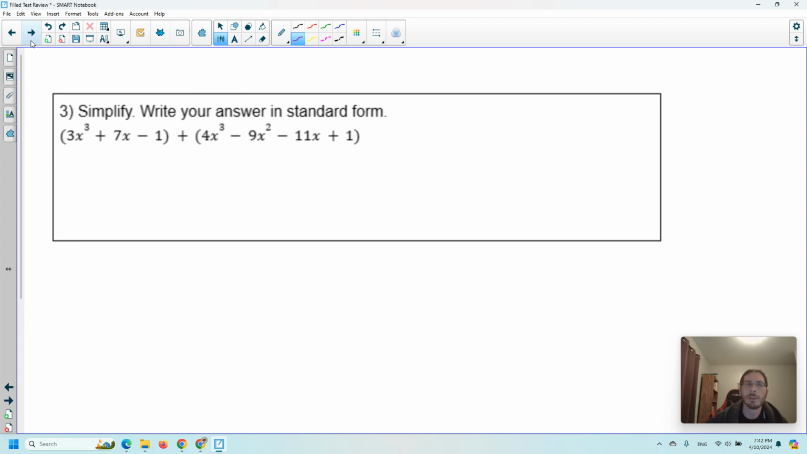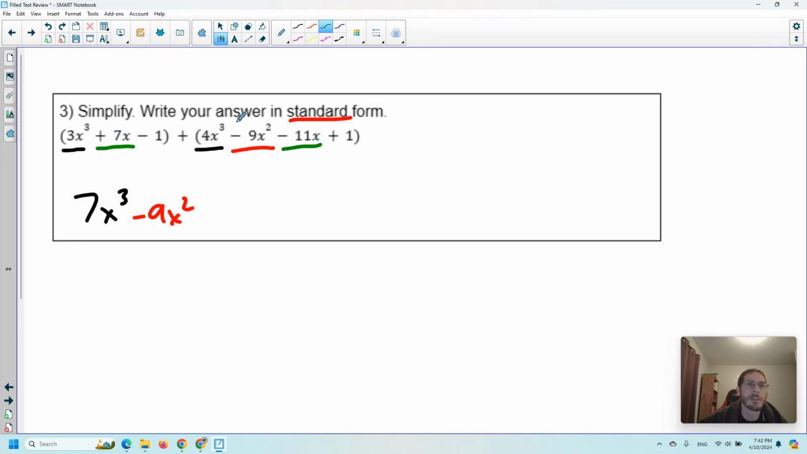All right, for number 3, simplify and then write the answer in standard form. So we're going to add everything up. When we're adding, we can just ignore all the parentheses. We just look for like terms, and we're going to combine like terms. So 3x cubed plus 4x cubed is 7x cubed. x squared should come next because we want to do standard form. So I see right there I've got minus 9x squared plus no other x squared, so 0 plus negative 9 is negative 9.